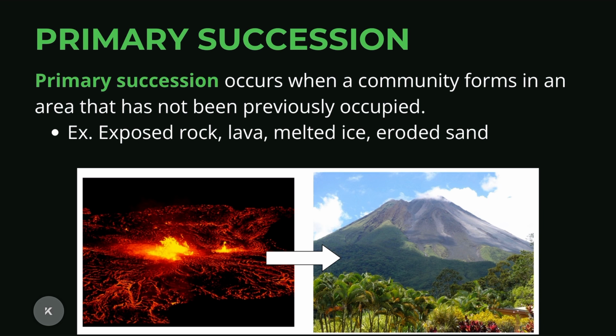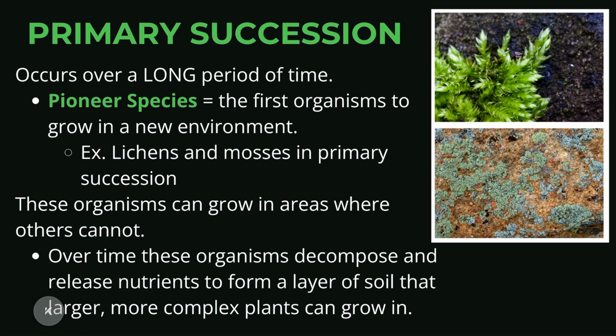So let's focus in on primary succession to start off with. This is going to occur when a community forms in an area that has not been previously occupied. We're going to start off with exposed rock, and that might come from lava that cools to create lava rock. It could be melted ice underneath of a glacier that reveals bare rock underneath, or eroded sand. All of those things do not have soil, and you are starting on bare rock. This is going to occur over an extremely long period of time.